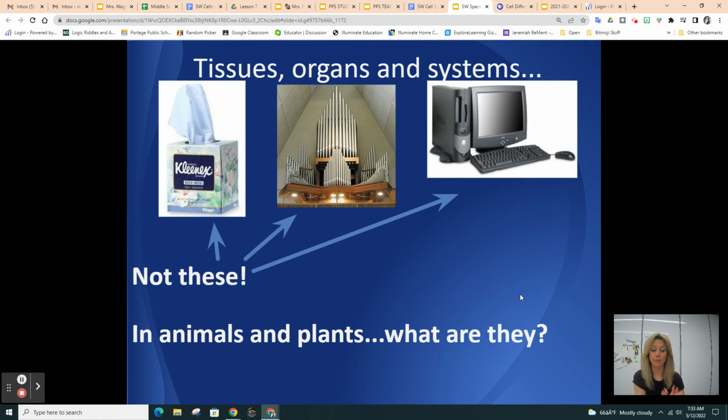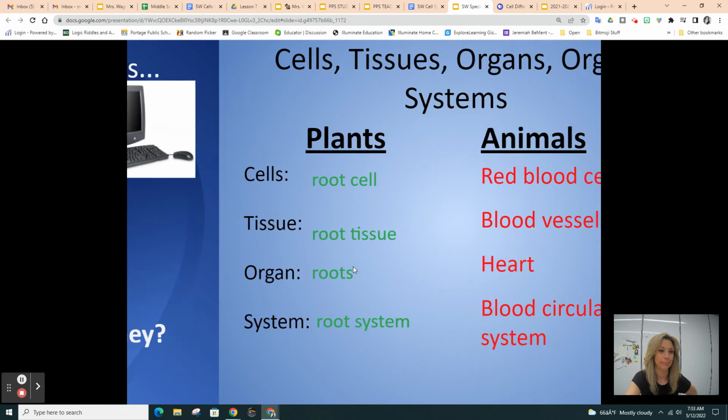All right, so now that we've talked about the cell, we can start to talk about what they make up. Cells make up tissues, tissues make up organs, and organs make up the organ systems. This is just a little slide to say, hey, we're not talking about these tissues, these organs, or computer systems. We're talking about animals and plants. So what are the tissues and the organs in the systems that we're talking about?